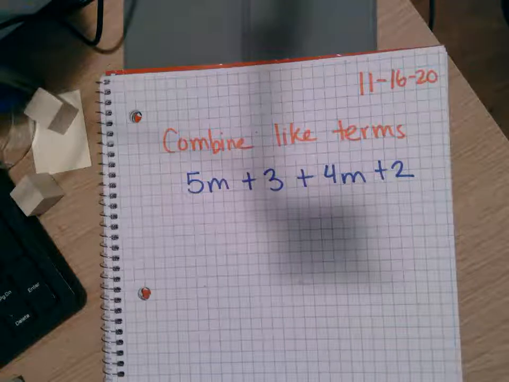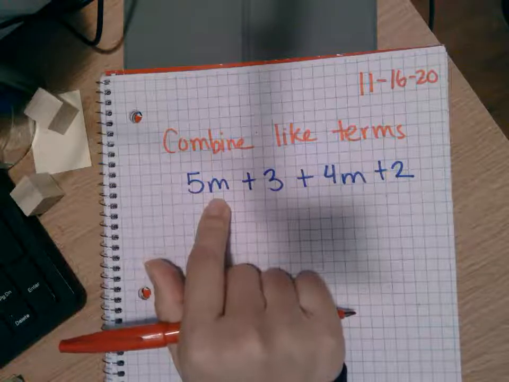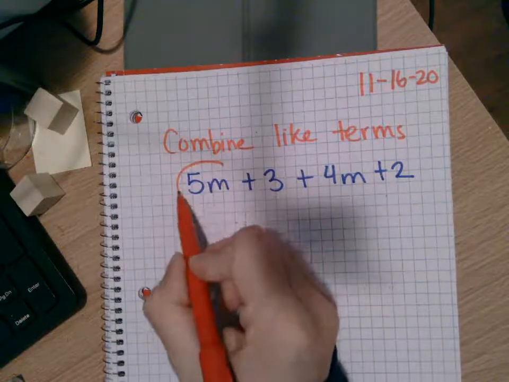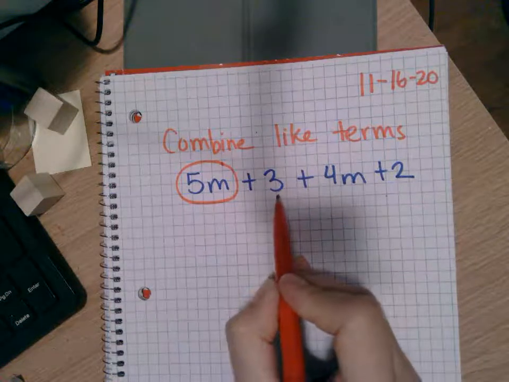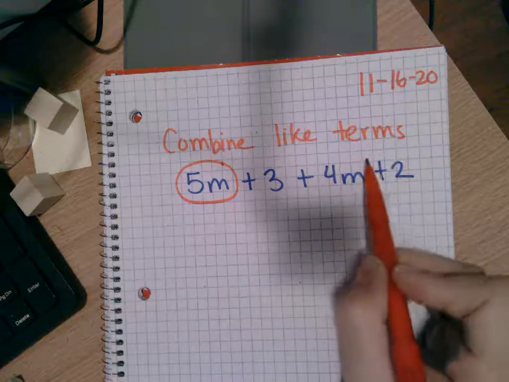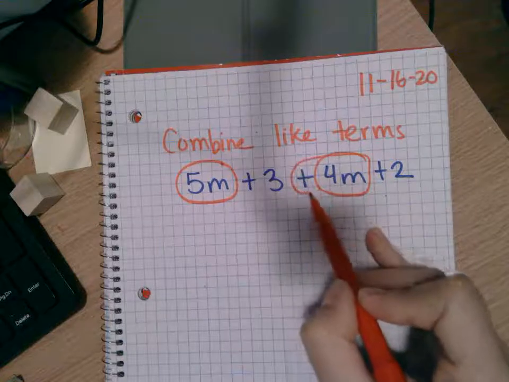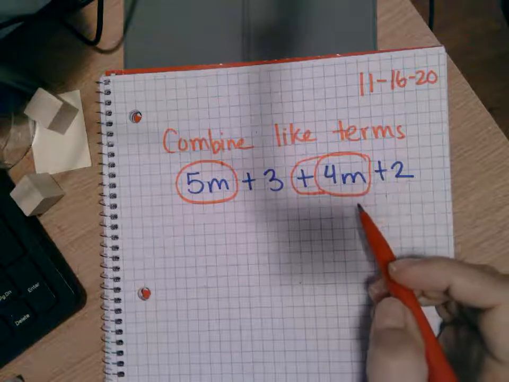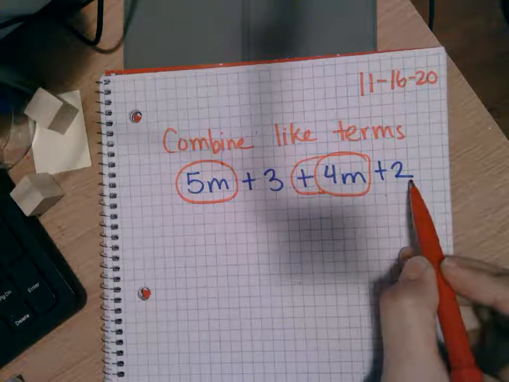So here I have a variable m. It stands for a number that I don't know, and I'm not going to know it. So I'm going to circle everything that has an m next to it. This 3 does not have an m on it, so I'm not going to circle it. This 4 does have an m, so I'm going to circle this 4m. Oops, sorry. I was supposed to also circle the plus sign. Circle the operations this time. And this 2 does not have an m, so it's not going to be circled.